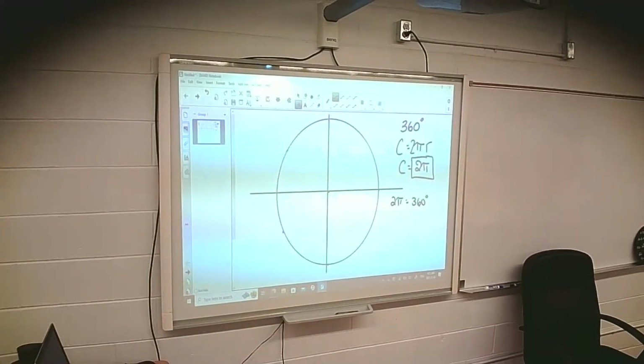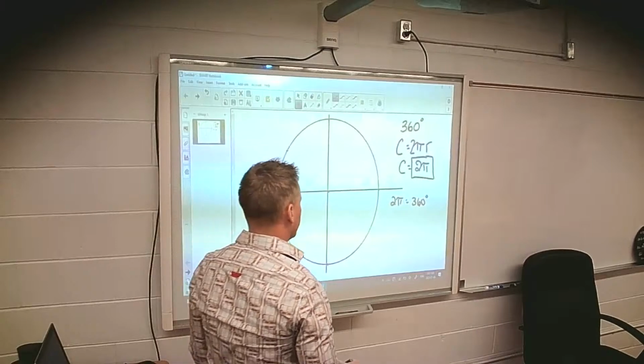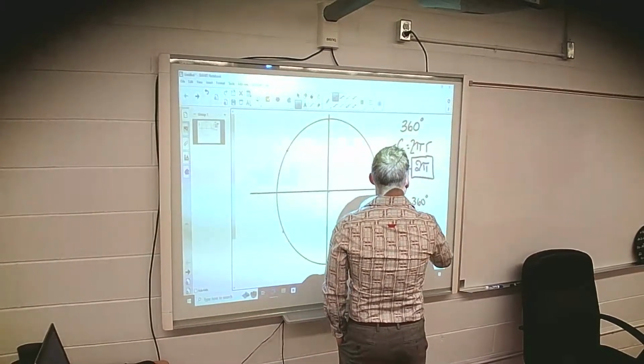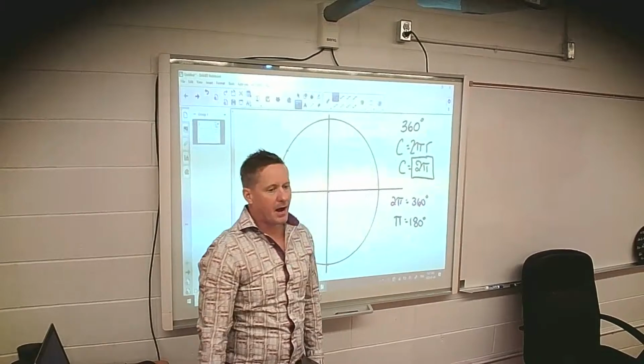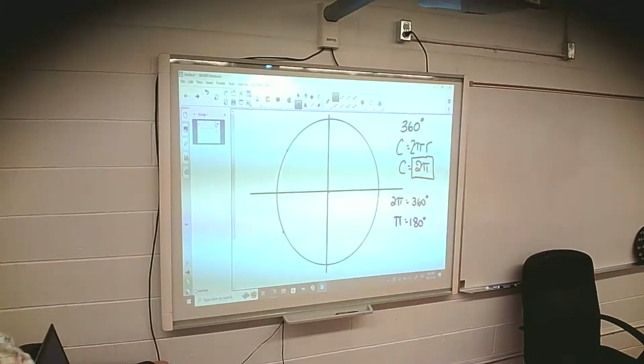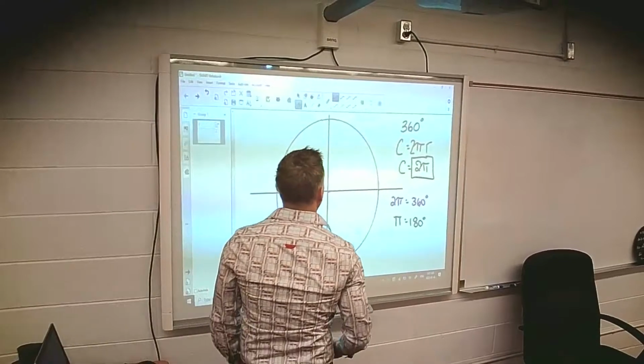Therefore, what would 1 pi be equivalent to? 180. Awesome. Okay. This is your most important ratio that we have to deal with. Pi equals 180 degrees. We are going to use that ratio to convert other angles to radian measure, which is a portion of the distance around the circle.